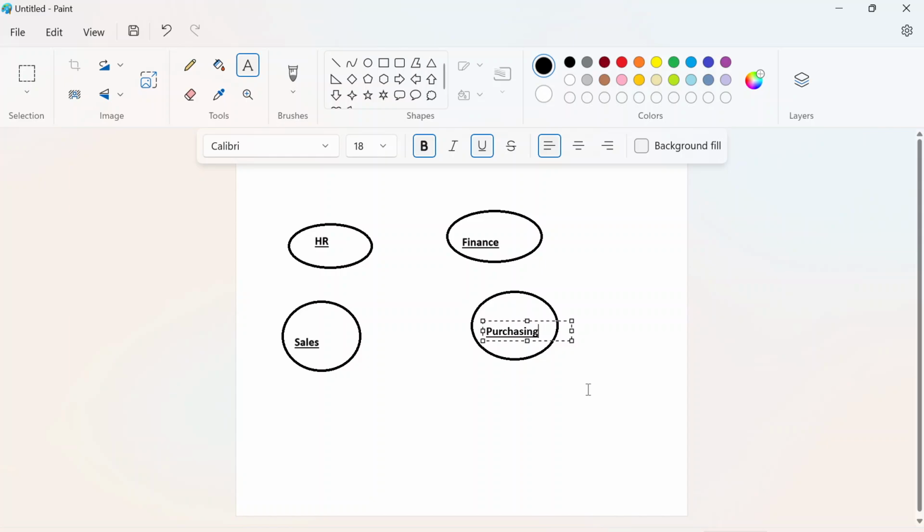Let's say any company, let's say a Pepsi company. What do they manufacture? What are their final products, finished products? If you take Pepsi, what are the products of the Pepsi company?